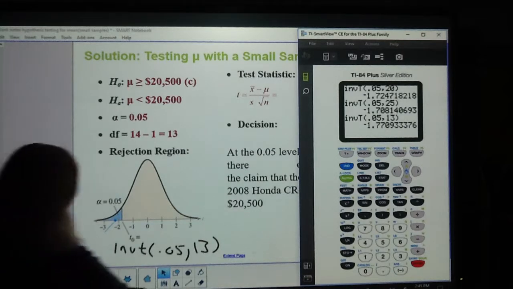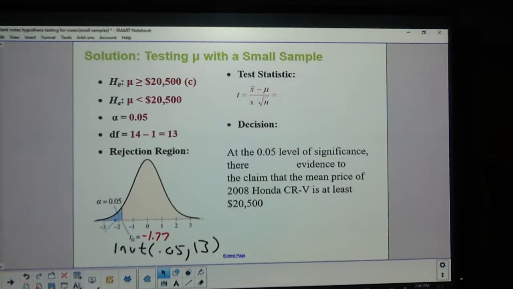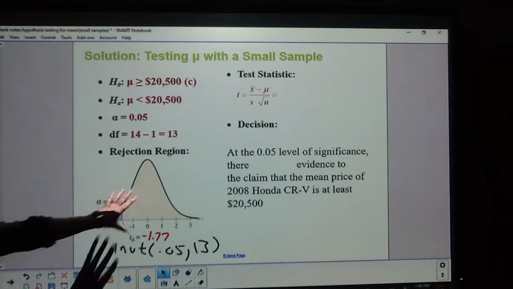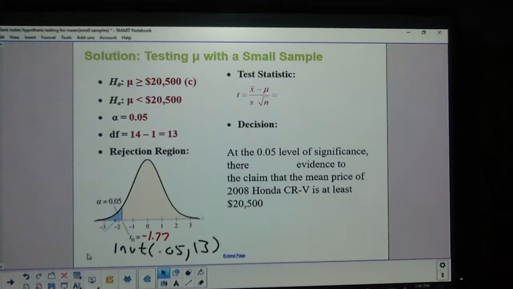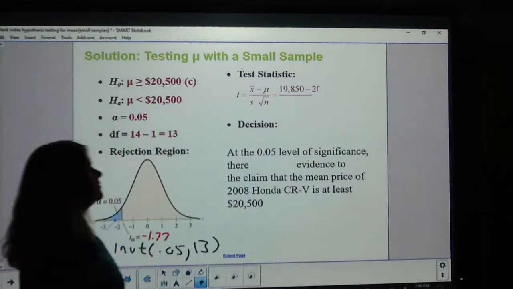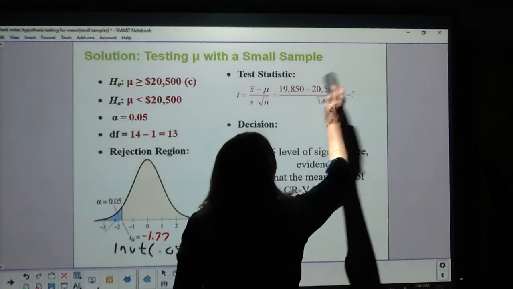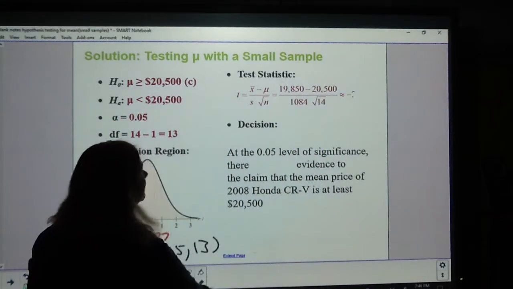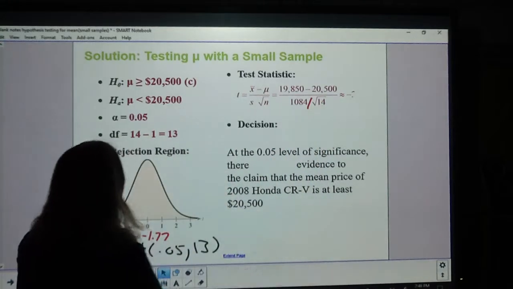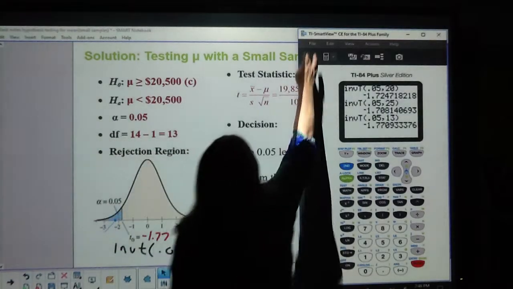Negative 1.77. Yep, negative 1.77. There's my t statistic. So if I'm in the tail, remember, reject. If I'm in the body, fail to reject. So test statistic: x bar, when you read the data for your sample, the mean was 19,850 minus my mu here over the standard deviation divided by the square root of n, 14. So if we put that in our calculator, move my calculator over.